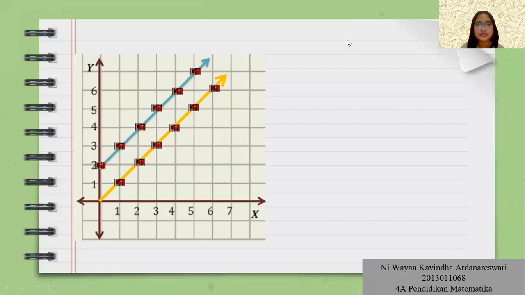Here we got two lines. We got the yellow line and the blue line. So first of all, I want to tell you this is the x-axis and this is the y-axis. For simplicity, the x-axis is the horizontal line and the y-axis is the vertical line. So we got the yellow line and the blue line here.